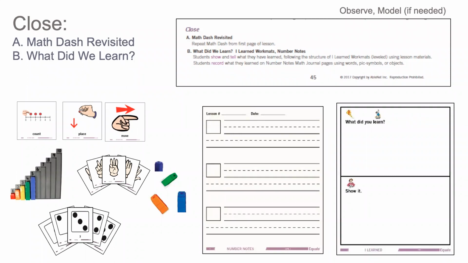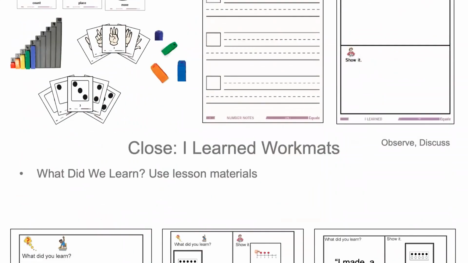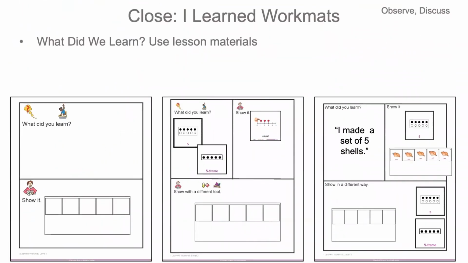The lesson is closed out by completing the 2 activities, Math Dash Revisited and What Did We Learn? During Math Dash Revisited, you go back to the Math Dash activity from page 1, but this time students have all that they have learned throughout the lesson to pull from to explore and demonstrate what they now know about the lesson objective. During What Did We Learn? Students use the I Learned work mat and the student number notes page to show what they have learned.